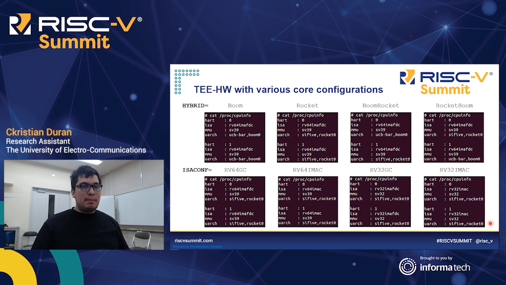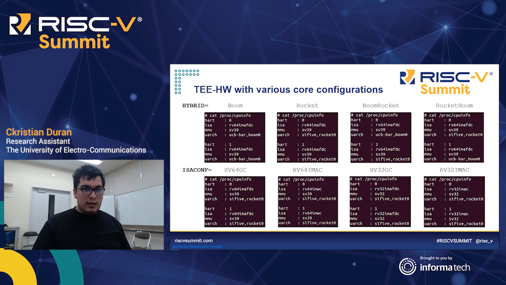We took the CPU info from Linux in different configurations. For example, we have two BOOM cores here. We have two Rockets here. And we have the hybrid BOOM-Rocket and Rocket-BOOM totally working in 64 bits. So also to demonstrate the ISA configurability, we put here the 64GC, the 64 IMAC, and the 32GC as well, and the 32-bit IMAC as well.